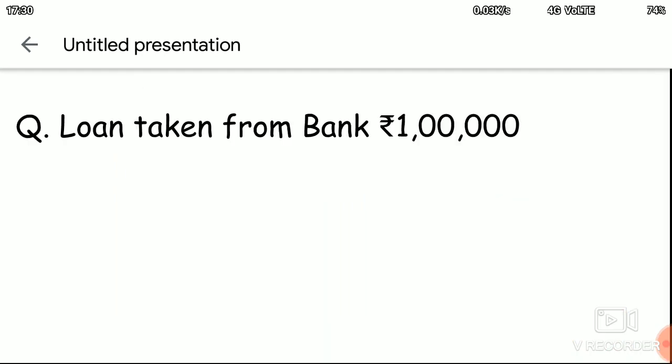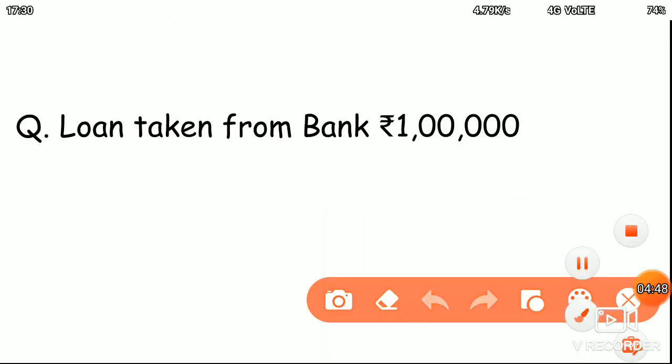Let me show you another example where an asset and a liability will increase. Now let us take an example where the organization has taken a loan from the bank. It has taken a loan from the bank rupees 1 lakh.